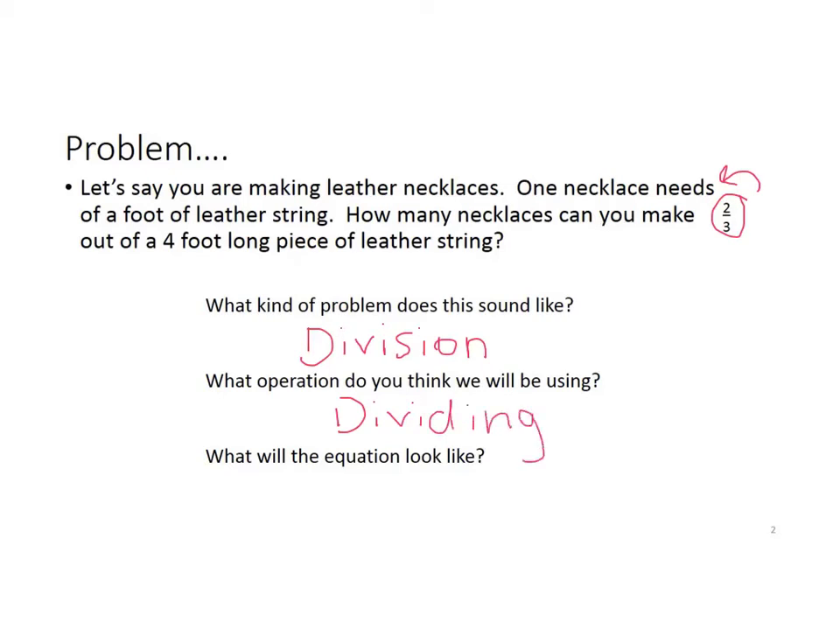So let's think, what kind of equation could we come up with for this? If you're making leather necklaces and one necklace needs 2/3 of a foot of leather string, how many necklaces can you make out of a 4-foot long piece? The equation has our total, which is 4 feet. We want to divide that into groups of 2/3, and that's going to give us our variable, our unknown. So 4 divided by 2/3 equals x. Go ahead and stop the video, make sure you write all this down, and then go on to the next slide and we'll continue solving this problem.